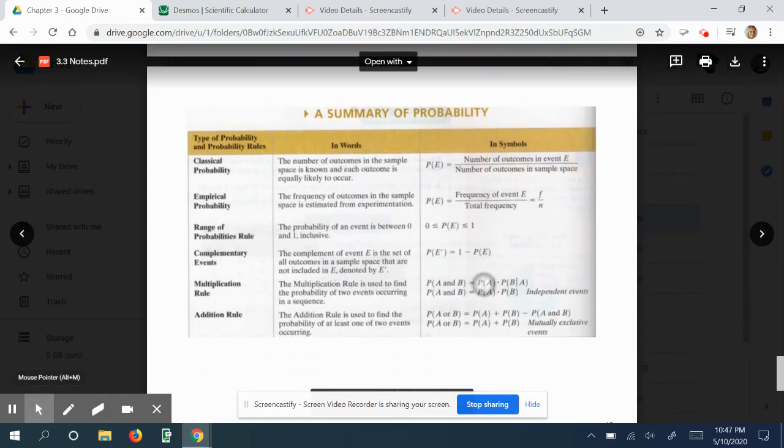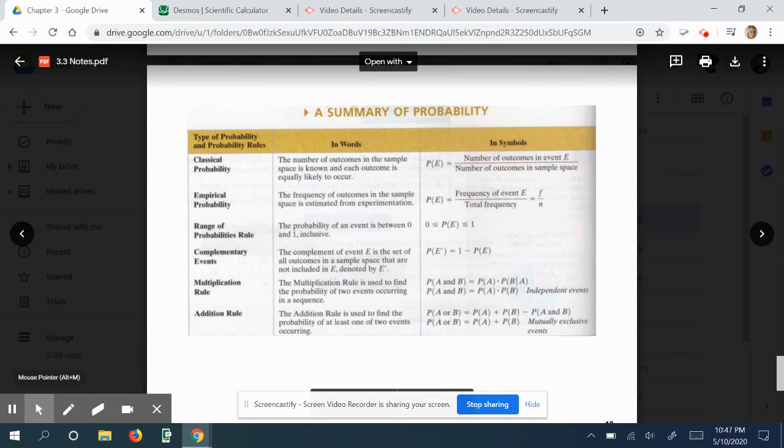Okay, so basically, here's a summary of all that we've done in probability so far. There's classical probability, which is the number of outcomes over the number in the sample space. There's empirical, which is the frequency of an event over the total frequency. We know that all of our probabilities are between 0 and 1. A complement is 1 minus the probability of what you're looking for. We have independent events, which is when we're using and, and we have mutually exclusive or not mutually exclusive when we're adding our probabilities.